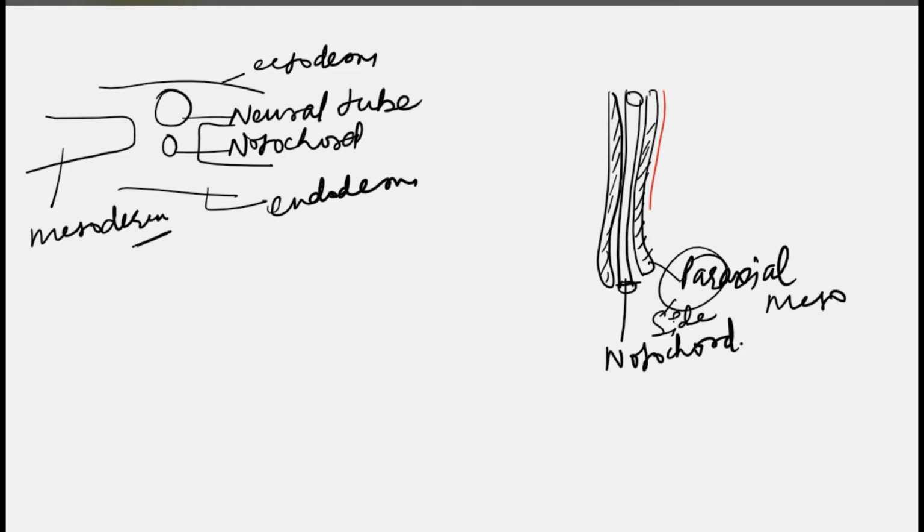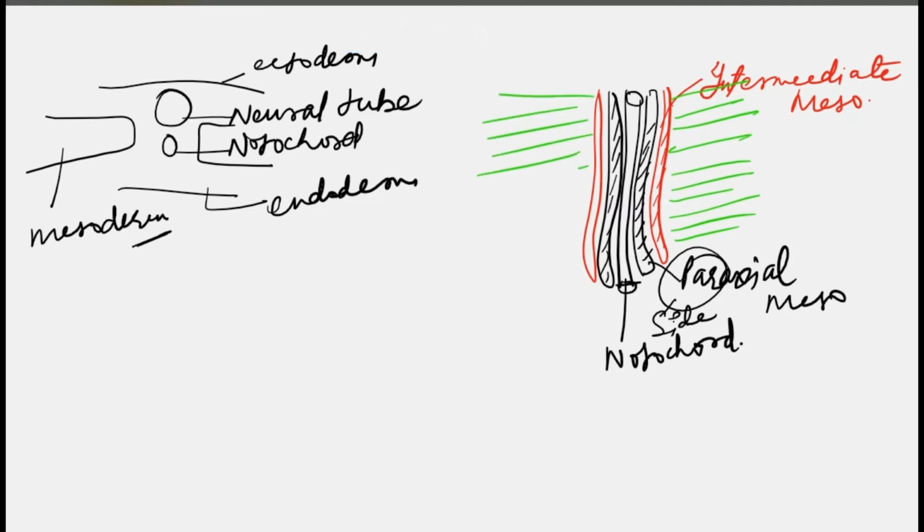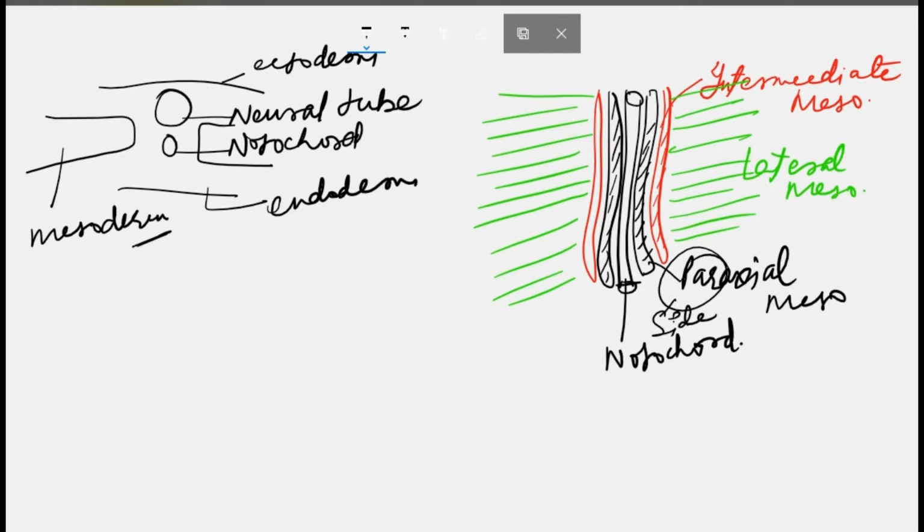And then you are having another mesodermal zone, on both sides. This is your intermediate mesoderm. Now the rest of the mesoderm, which is lying beside this intermediate mesoderm, is lateral mesoderm. So the somites that we are going to study about are going to be formed from this paraxial mesoderm.